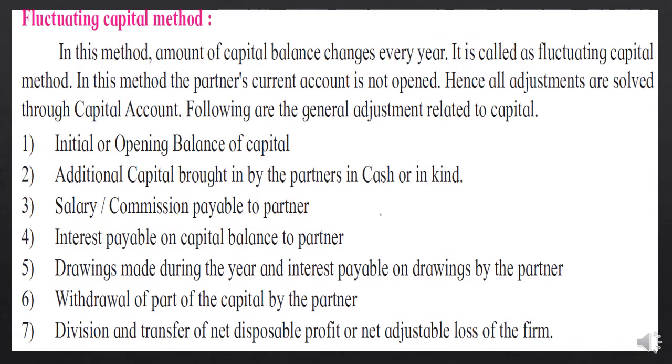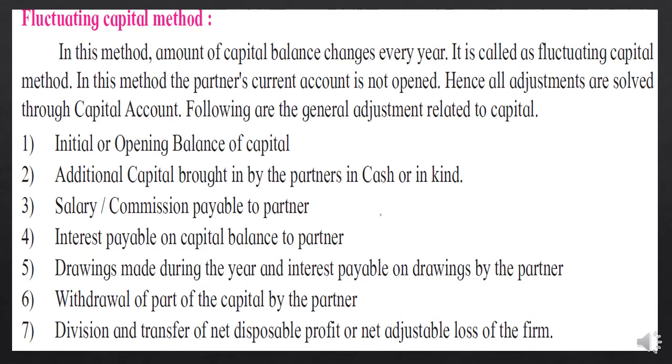So let's learn, students, the second method of maintaining the capital account, that is the fluctuating capital method. There is not much difference, students, so don't get confused. Actually, in the fluctuating capital method we are preparing only one ledger account, the capital account of the partner, and the debit and credit rules are the very same. So let's learn what is given here.